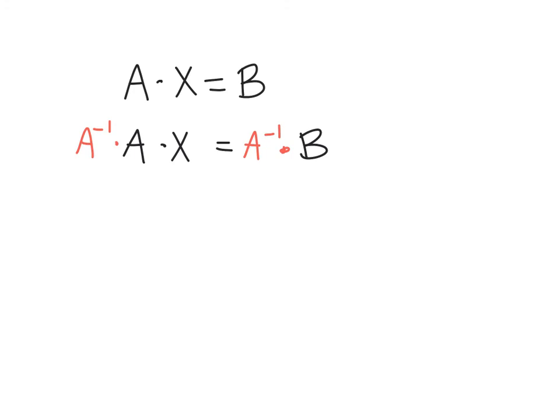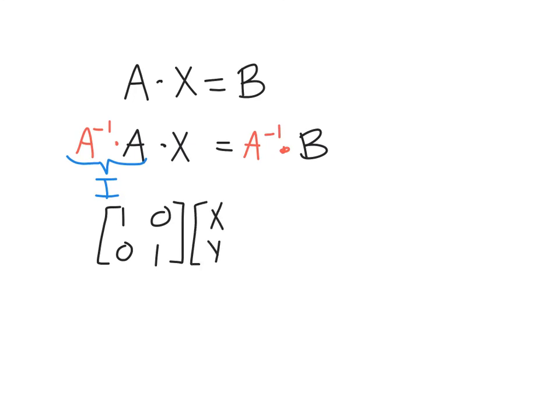What happens when you multiply a matrix by its inverse is you get what's called the identity matrix. And we talked about the identity matrix. The identity matrix is the matrix that has 1s on the main diagonal and 0s on the off diagonal. So remember, in this case, we were talking about a 2 by 2 matrix. So that's my 2 by 2 identity matrix multiplied by the matrix x, y equals this matrix A inverse times B.